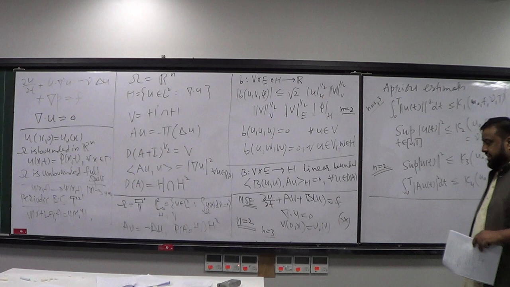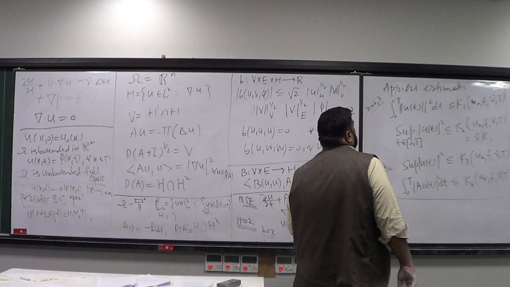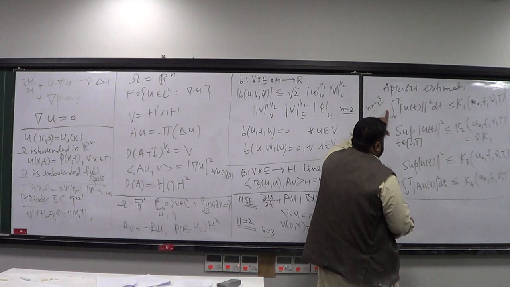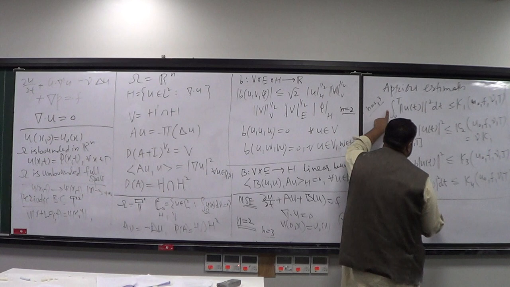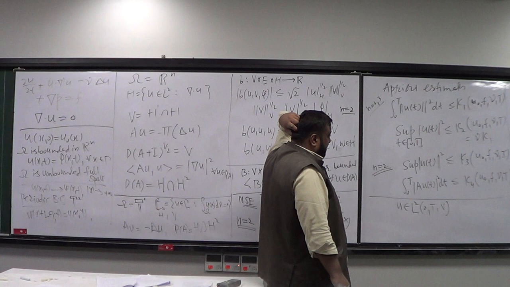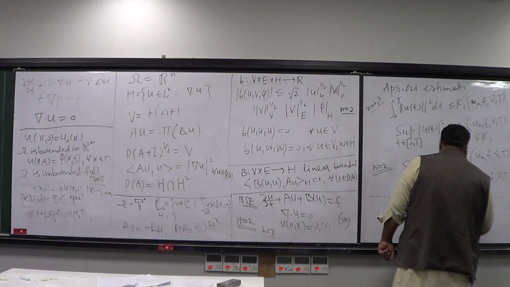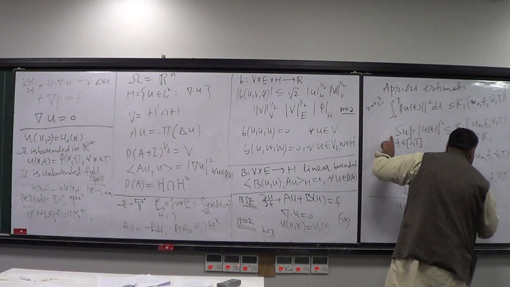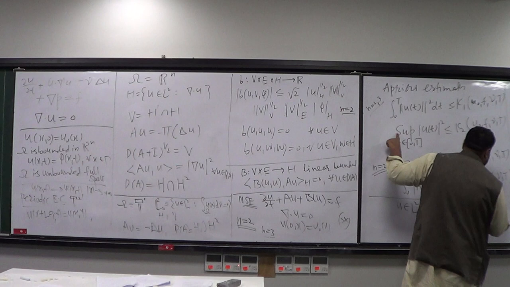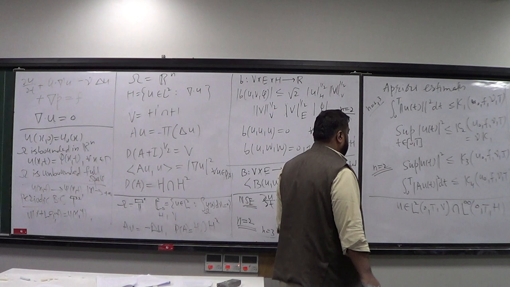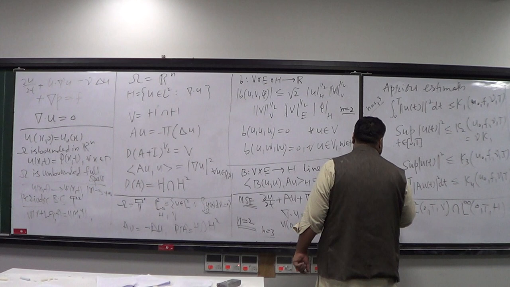You can quickly also deduce that in general, u is square integrable from 0 to T in V naught. This is the conclusion you can have about u. And this also belongs to L infinity of 0 to T with values in H. So this is true in general.